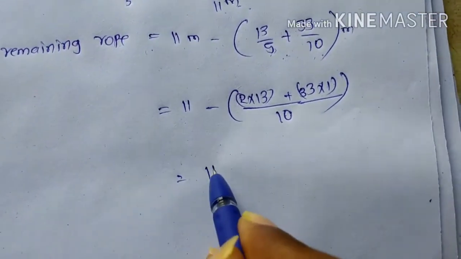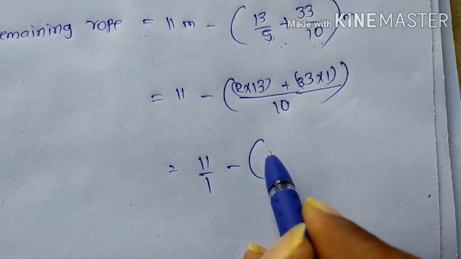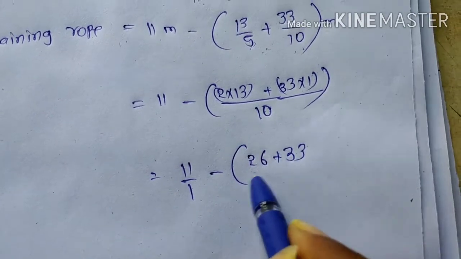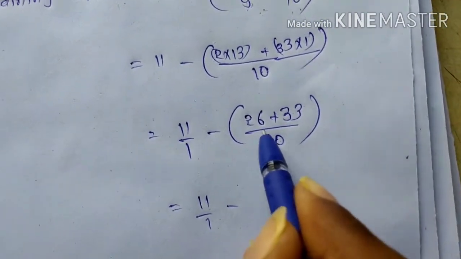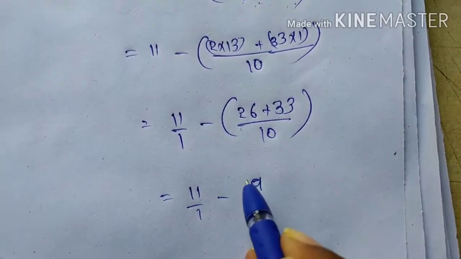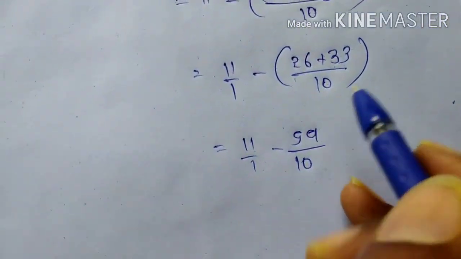is equal. See here, 11 can be written as 11 by 1. Yes or no? Yes. Minus 2 13s are 26. 26 plus 33, 1 33 is 33 by 10. That means you can write here 11 by 1 minus 26 plus 33. How much are you getting? 3 plus 6, here 9 only. 3 plus 2, here 5 only. That means here by 10. That means 11 minus 59 by 10.